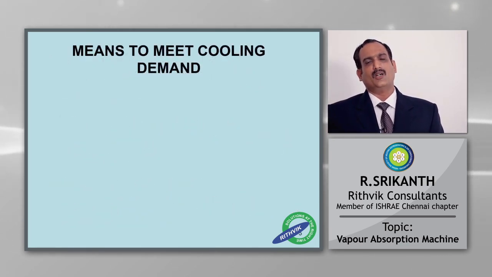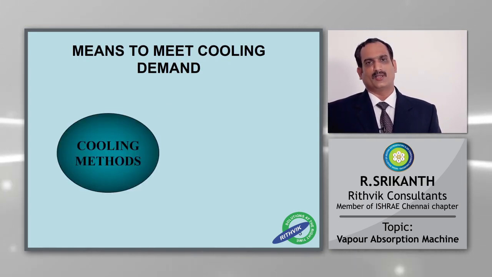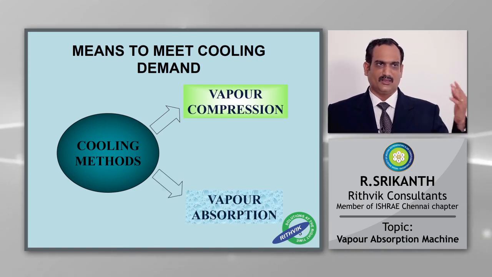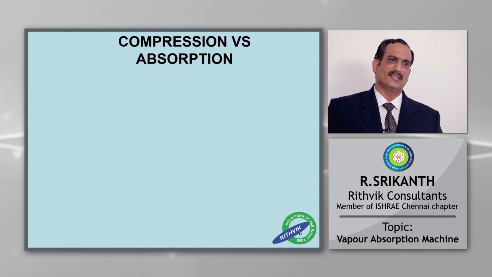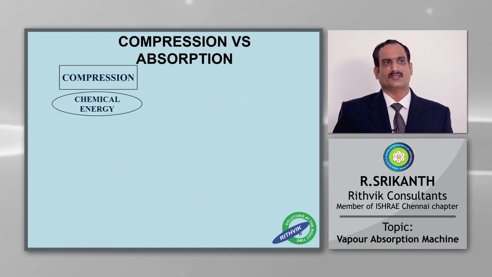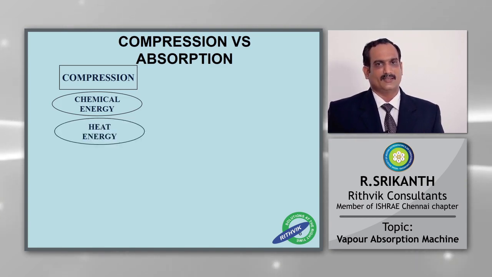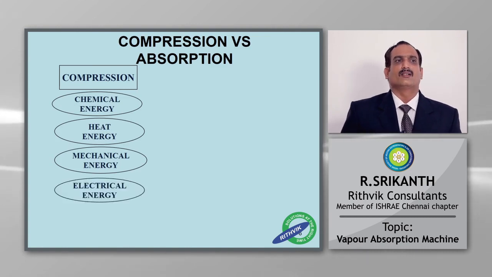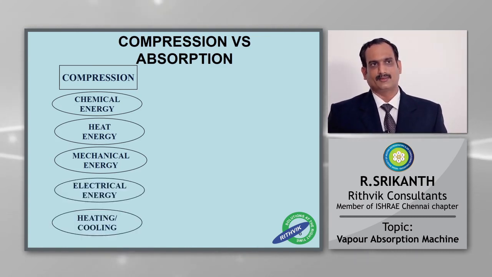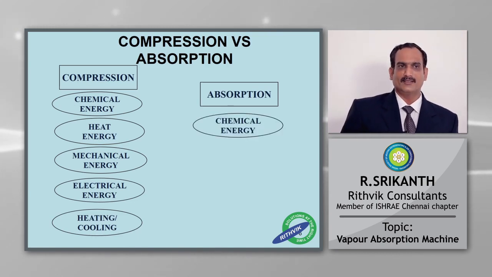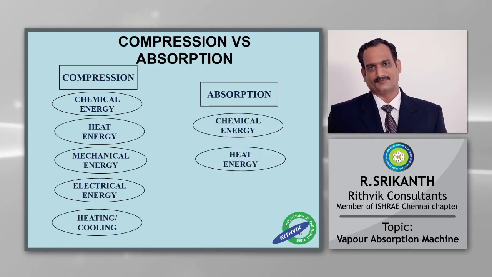To elaborate further, let's get into the core of the system. Cooling: how do we meet a demand of cooling? Cooling can be met in two ways: one is the vapor compression system, and the other is the vapor absorption system. Now, let's talk about the difference between them. A compression system has chemical energy, heat energy, mechanical energy, electrical energy, heating and cooling. Likewise, an absorption system has chemical energy, heat energy, and then cooling and heating.